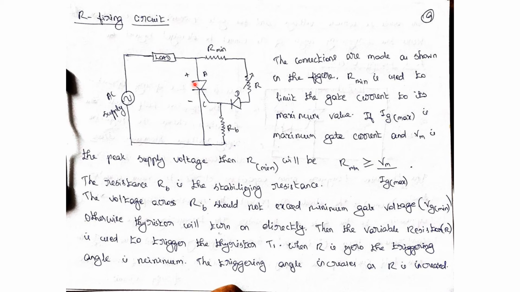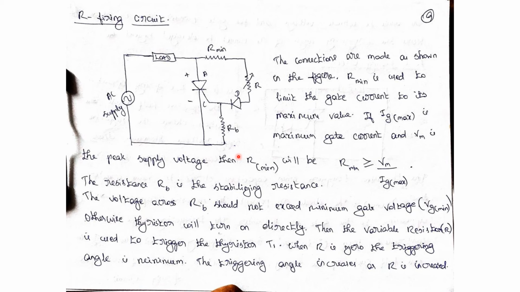If the resistance is very small, then the triggering angle will be very small. As we increase the resistance, the triggering angle also will be increased. The anode cathode current, the anode cathode voltage and gate current are in phase. So here one thing we must note is that the triggering angle cannot exceed 90 degrees. It can't go beyond that 90 degrees.